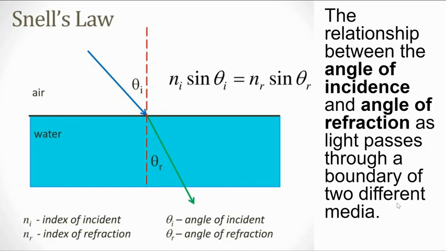So Snell's law is an algebraic equation that we can use to describe the relationship between the angle of incidence and the angle of refraction as light passes through the boundary of two different media. In other words, there's a proportional relationship between the index of refraction of our first medium and the angle of incidence, and the index of refraction of our second medium and the angle of refraction. We can say that the index of refraction of the first medium times the sine of the angle of incidence is equal to the index of refraction of the second medium times the sine of the angle of refraction.